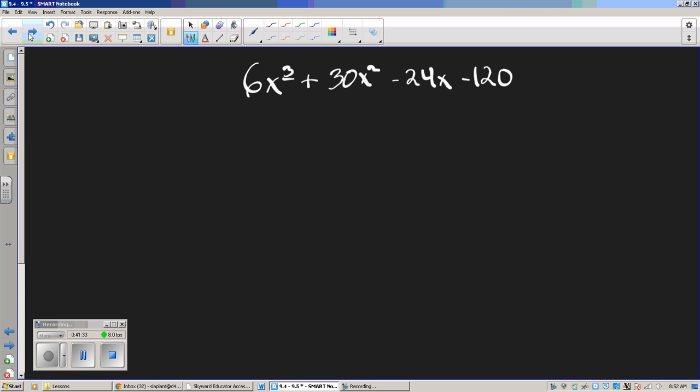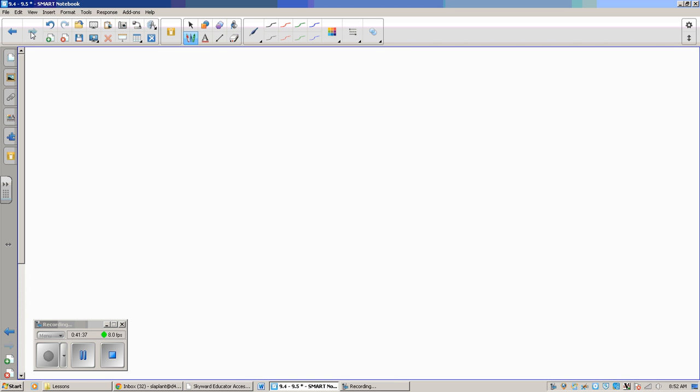Okay? We can do the same thing here. I'm going to skip that, and I just want to show you one more type of problem. 48y to the third equals 3y. If you look at this problem, what can you do? What are you going to do to solve this problem?